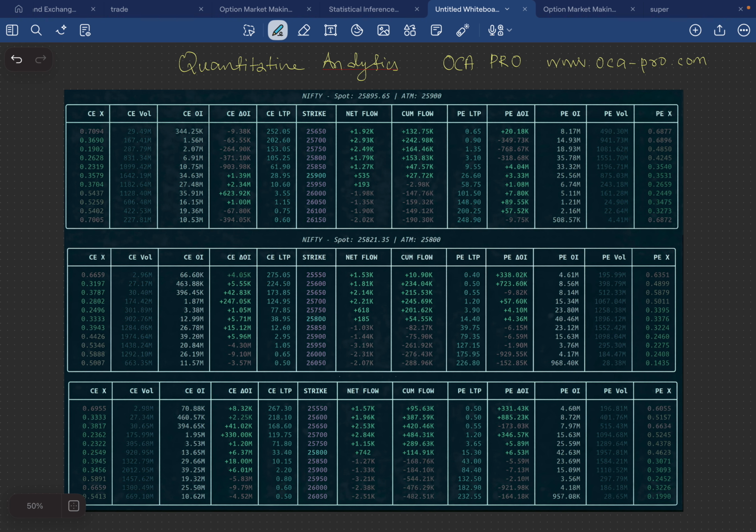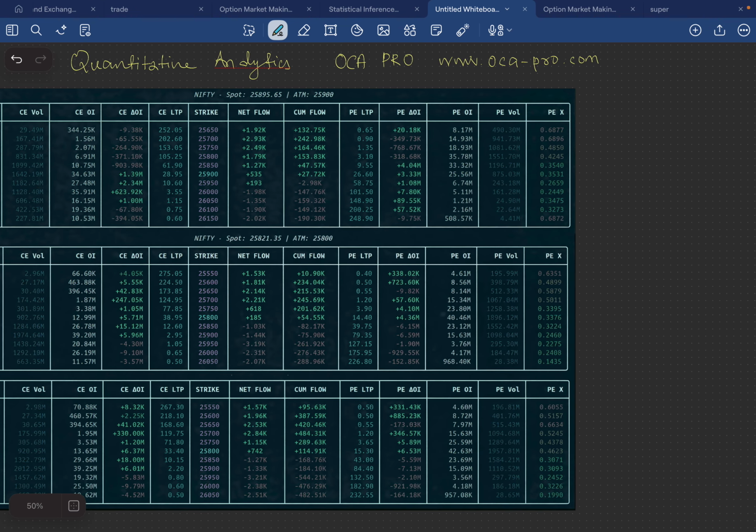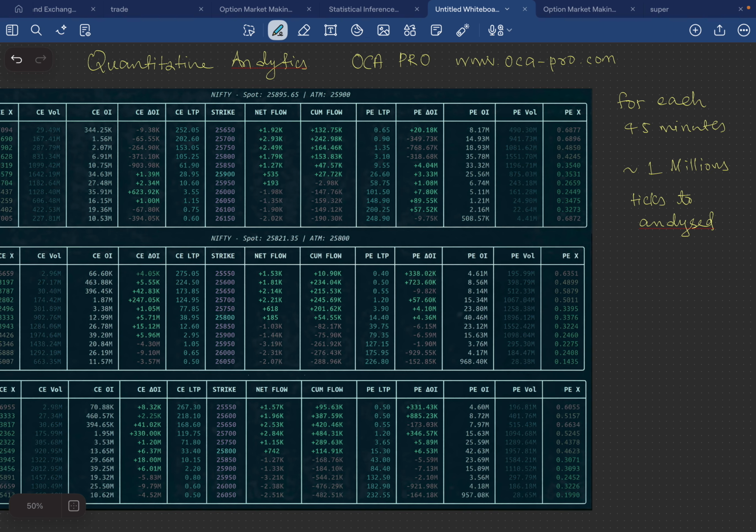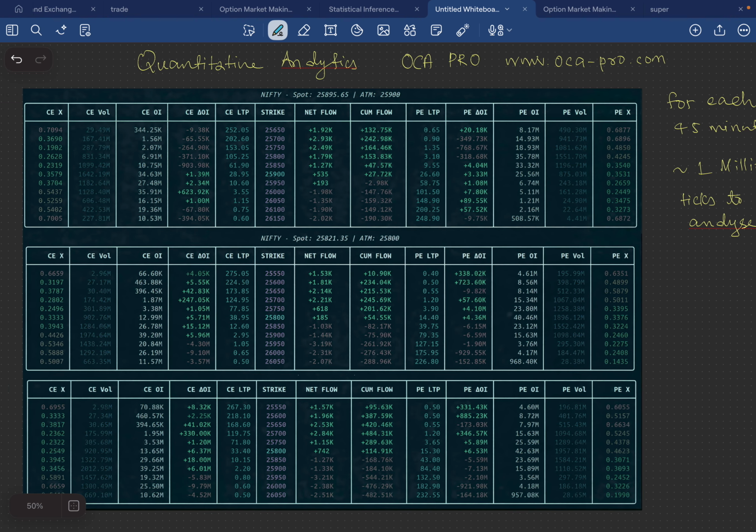There is a huge collection of data that I am doing live, and it requires a good amount of computational power. Right now, for each 45 minutes, there are about 1 million ticks to be analyzed. When I say 1 million, I mean it is all about the volume, call volume and put volume.